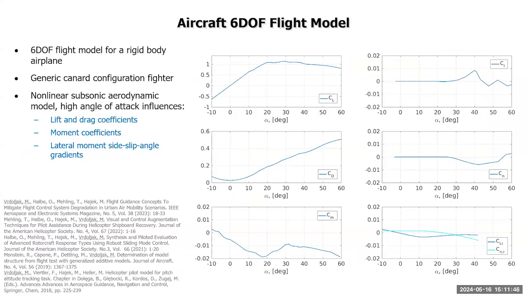Our 6 degrees of freedom aircraft flight model used in our flight simulator is based on a generic canard configuration fighter, and it is similar to the Dassault Rafale, while the currently used aerodynamic model is nonlinear and subsonic, and some of the more important coefficients can be seen on the graphs. Our flight model is developed in Simulink.